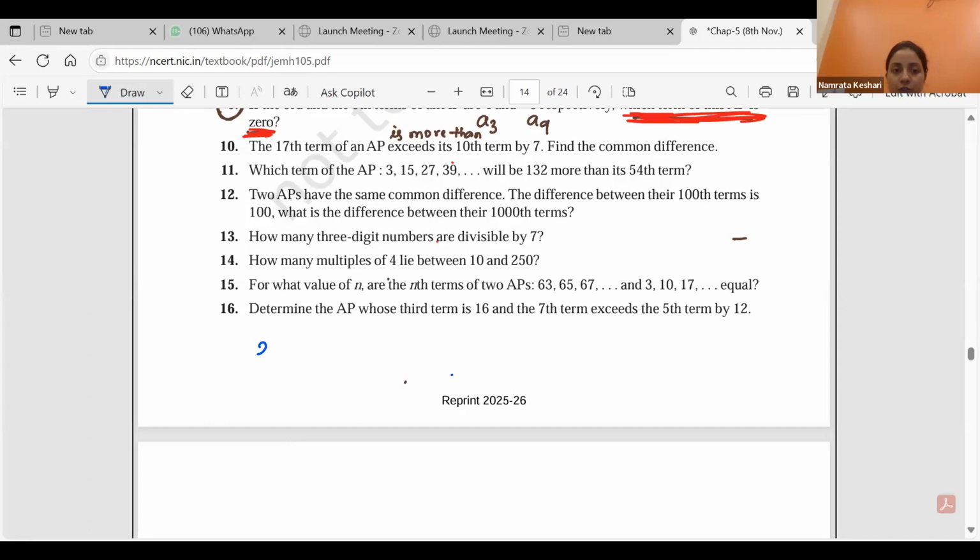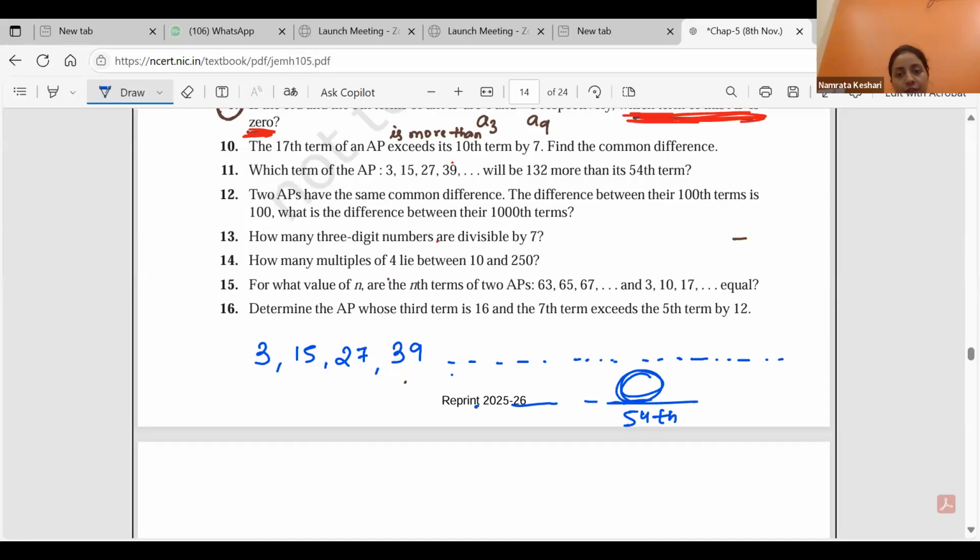Yes, we have an AP whose first term is 3, second term is 15, third term is 27, fourth term is 39, and the terms continue like this, and there will be a 54th term. Now the question says, which term of the AP is 132 more than its 54th term? The 54th term is a54, or maybe x.